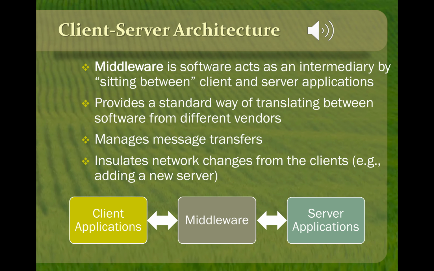And it manages the message both ways, to and from client applications and to and from server applications. And it insulates network changes from the clients. So in my example that I mentioned before, when I had to go around changing all the IP addresses, a middleware solution might have remedied that for me in a single location. It was not the case in that instance, but it could have been.